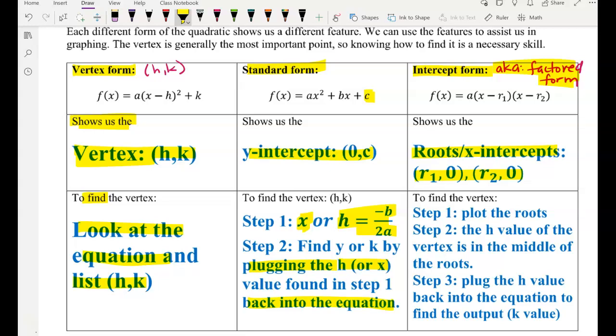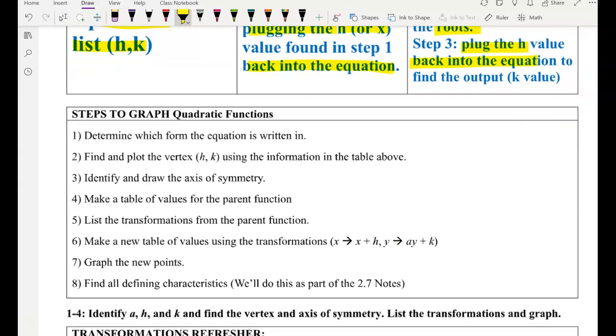To find the vertex, to find the H and K, so this is more unique: step number one, plot the roots. Step number two, the H value is in the middle of the roots. Step number three, now that you have the H value, you plug the H value back into the equation to find your output, aka the K value. So let's try a couple of these, students.